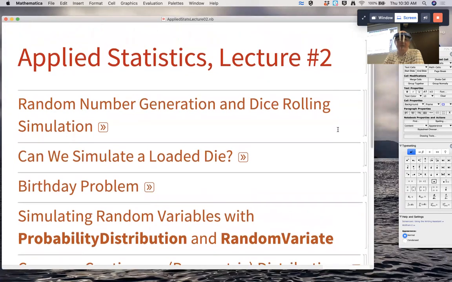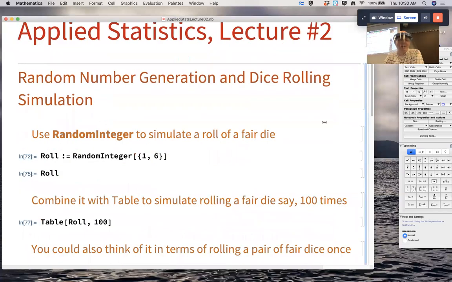So I'll put this on Moodle. But let me just show you some things. Just some simple examples of things you can do. You can use a built-in function called RandomInteger to simulate rolling a fair die. And I can give the output of that a name. I can call it, for example, roll.